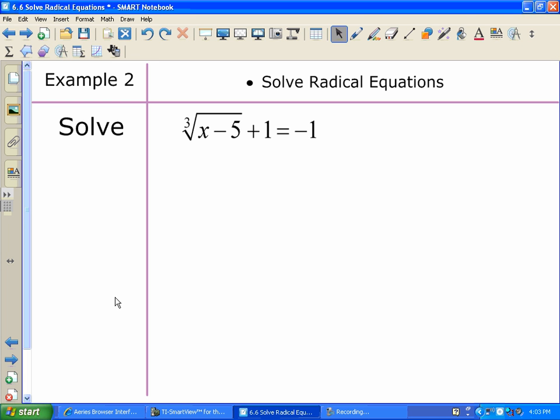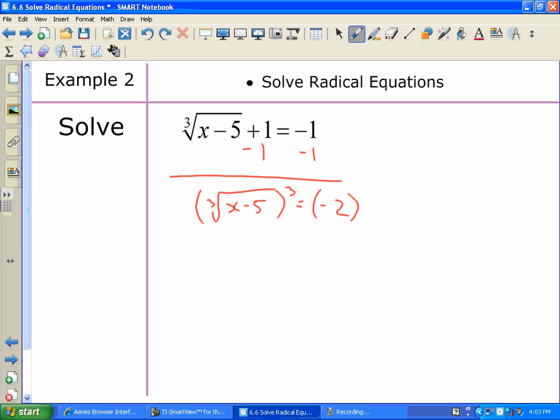Again, we're going to get the radical by itself, introduce an exponent to both sides of the equation, and then solve. Isolate. First step we're going to do here is minus 1 from both sides. And that's going to give us the cube root of x minus 5 equal to negative 2. To get rid of a cube root, I will introduce an exponent of 3 to both sides of the equation.